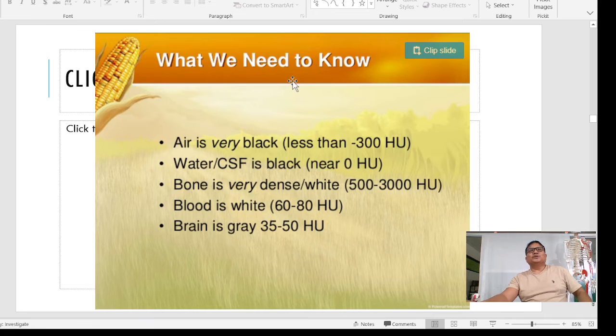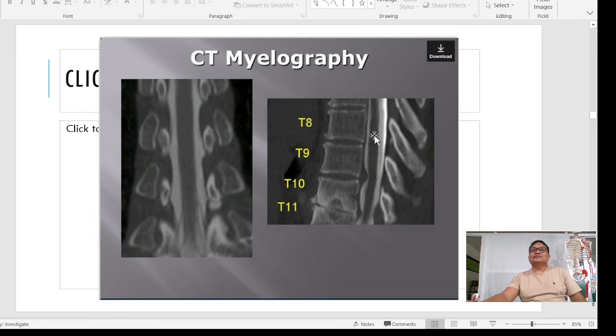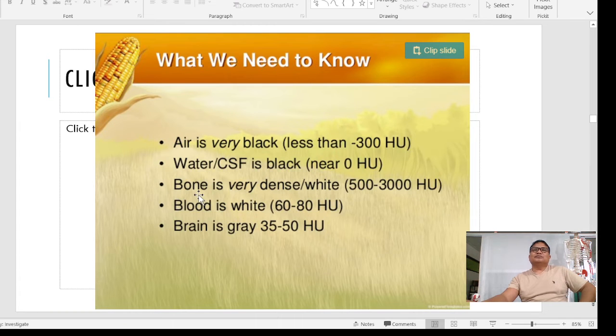So what we need to know, if you have a CT scan, these are the ones. If air, its appearance is very black. Water, CSF, is black. This one is not CSF. That is your nucleus pulposus that herniated and came out. Bone is very dense, which is white. Blood is white. Brain is gray. That is the appearance on CT scan.